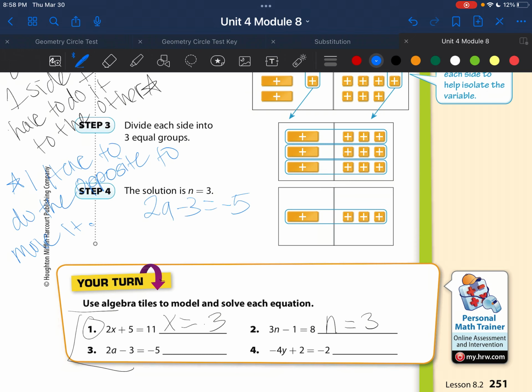First thing I'm going to do is draw my line down my equal sign. Now I'm going to try and get rid of my -3. And how do I get rid of -3? How do I move my -3 away?